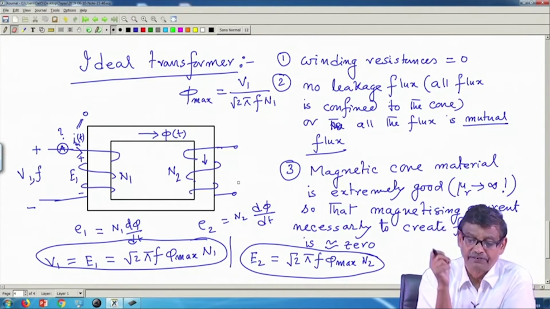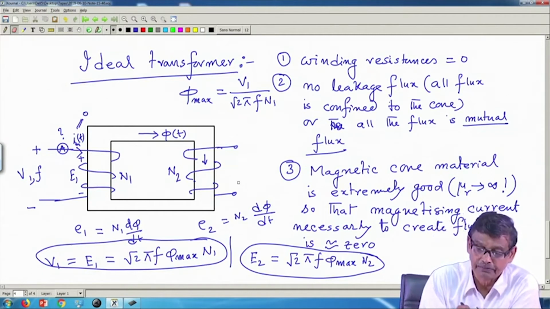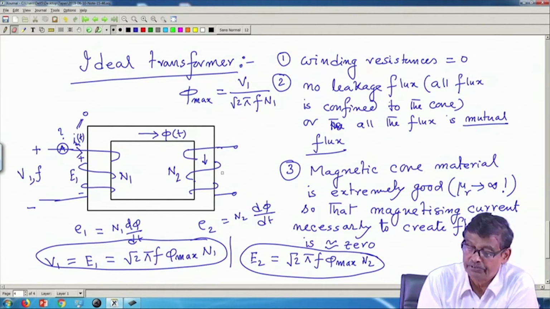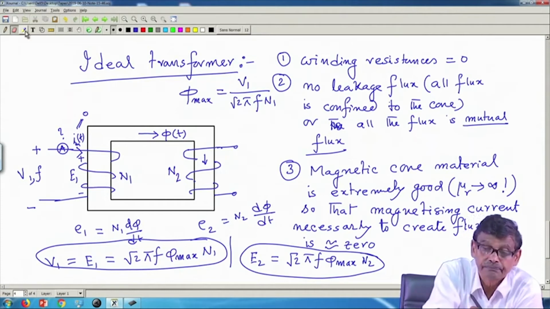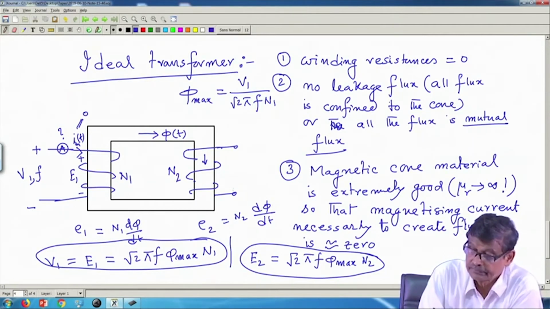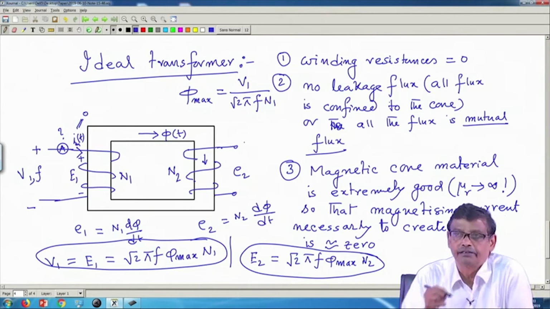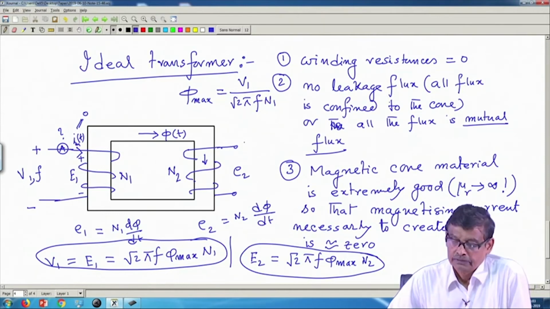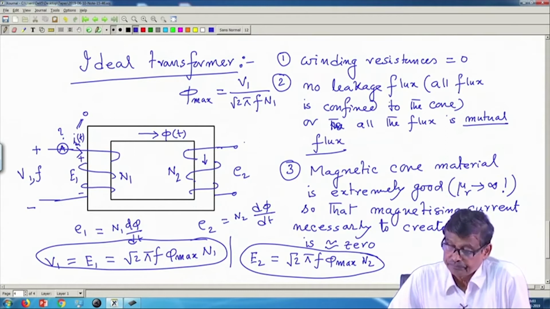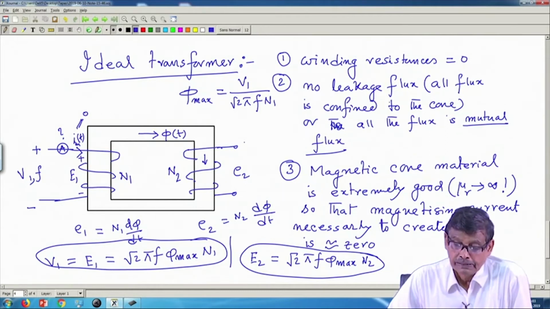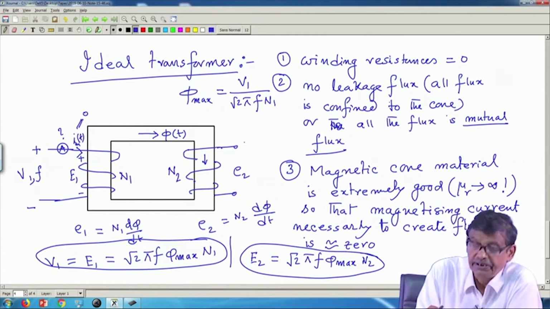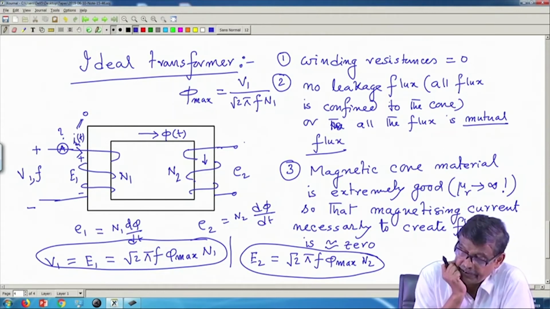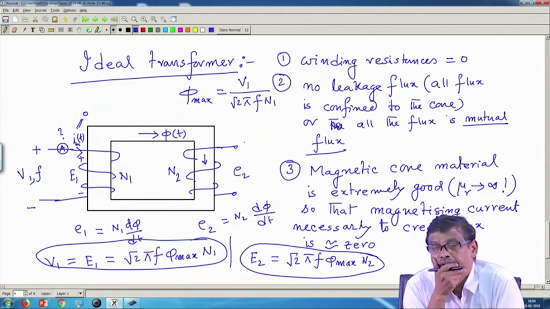So, at a particular instant, if this is plus, this is minus, what will be the polarity of this induced voltage E2 here? Whether this is plus, this is minus, or this is minus, this is plus, that I have to decide. Okay, the polarity of the induced voltage will be such that it will try to oppose the very cause for which it is due. I am repeating the same statement.